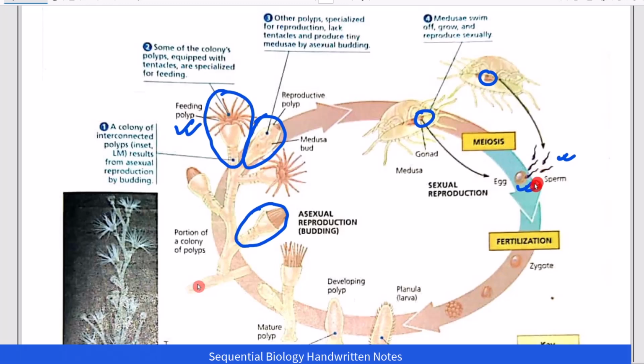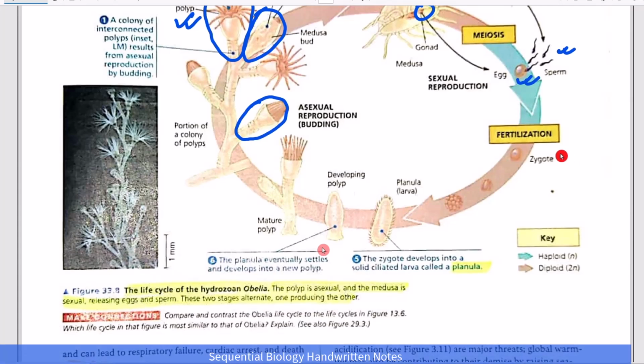The egg and sperm unite by the process of fertilization, and this will form the zygote, and the zygote is always diploid. Then this zygote undergoes a series of development, and this will form a planula larva. The planula larva is a characteristic feature of this phylum. Planula larva eventually settles and develops into a new polyp, and this is a mature polyp, and this mature polyp again develops a colony. By the process of budding, they will produce different individuals which perform different functions. That means they show polymorphic behavior.